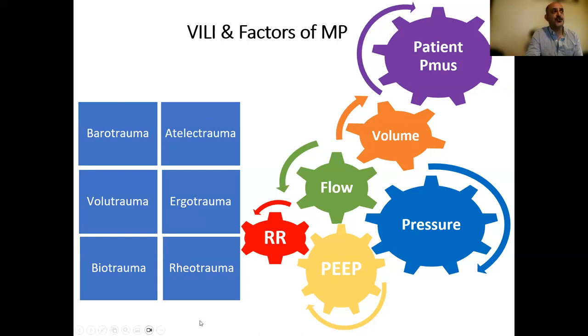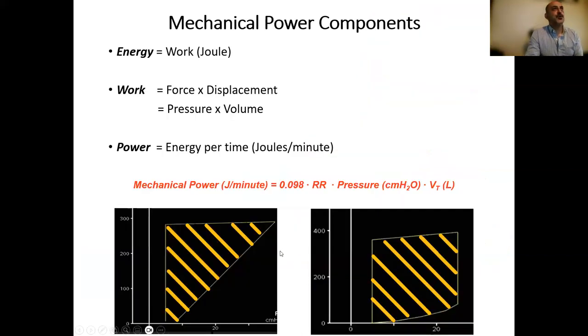The ventilator-induced lung injury forms that we know so far are barotrauma, atelectatic trauma, volutrauma, ergotrauma, usually from the energy, biotrauma, and rheotrauma, which is newly described as the effect of change of the lung matrix from the flow given to the lungs. Okay, so the components of mechanical power.